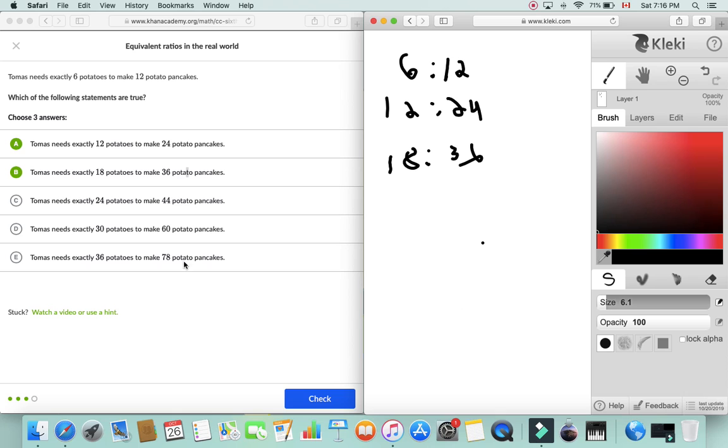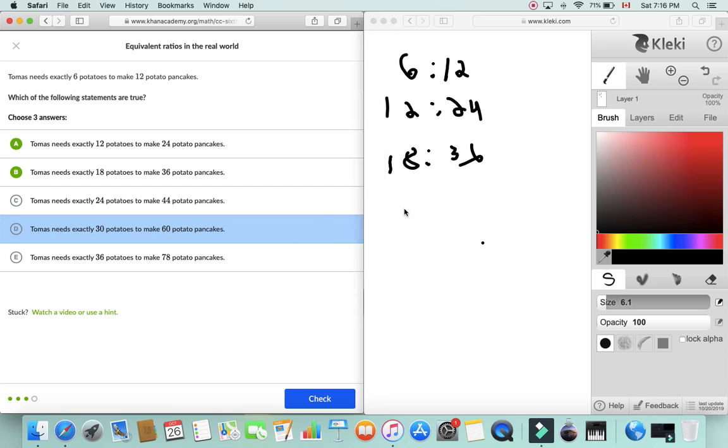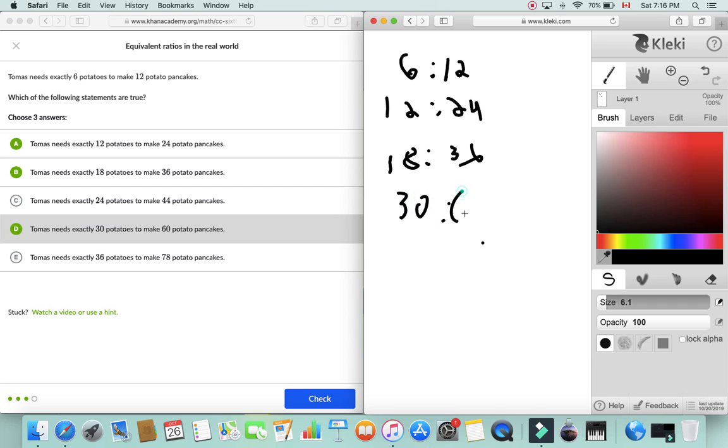I don't know, but that does not work. 30, well, we times 5. Yep, it works. You multiply by 5 on both sides. 30, 60. How about the last one? I mean, we already did it. You can't get to 78.